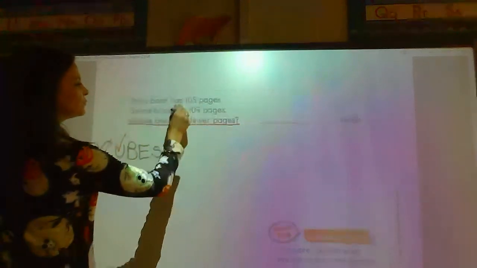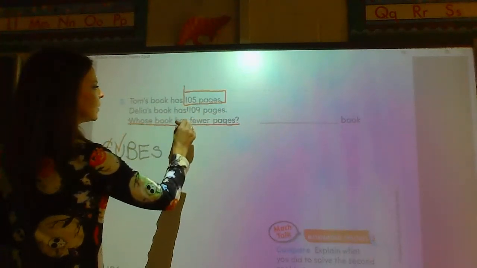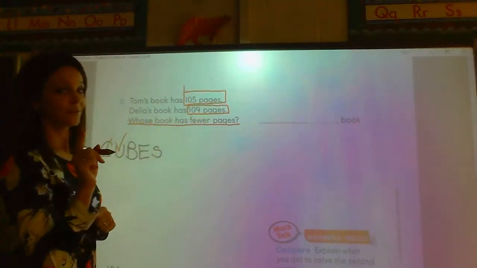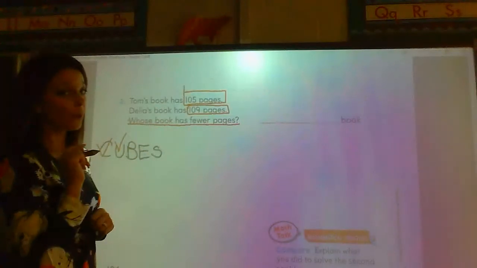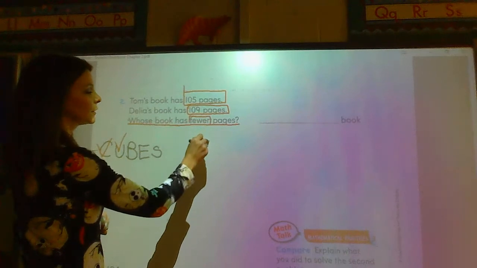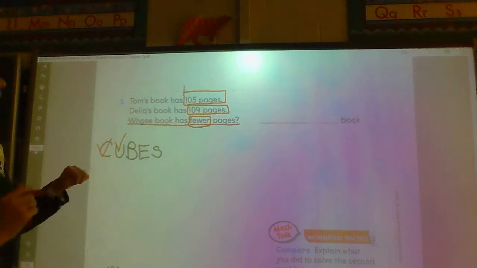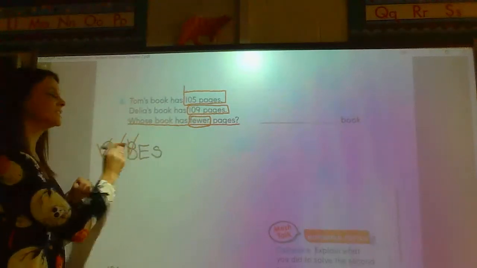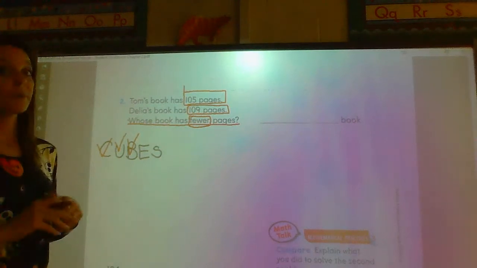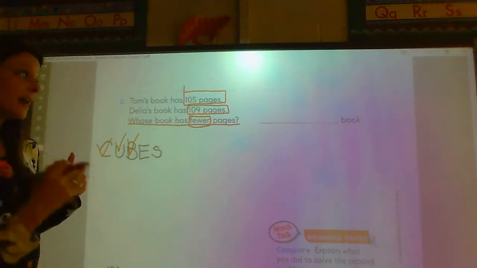All right, friends, you should have boxed 105 pages and 109 pages. Now, did I trick you? Did you stop there? I hope not. We also should have boxed fewer as our key word. Now, we boxed our key information. What does our E stand for? Evaluate. Well, I know that we need to draw a quick picture because the directions told me so. But let's think beyond that.